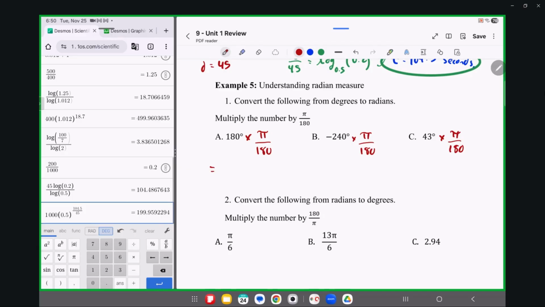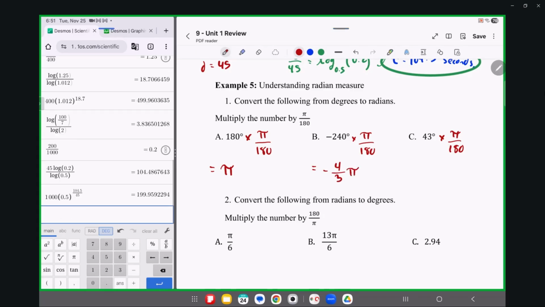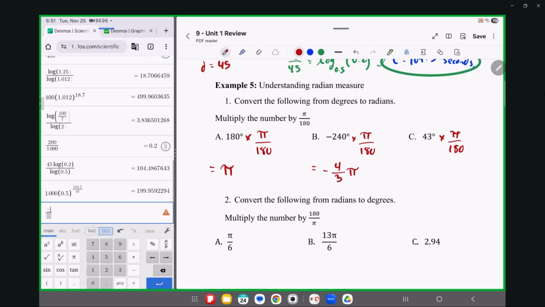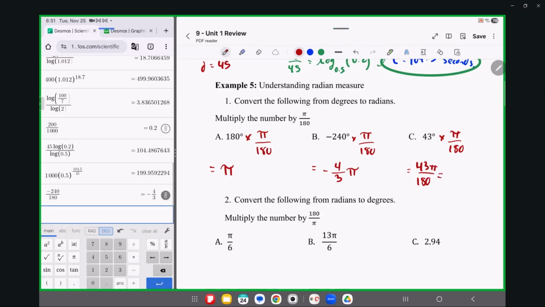So to multiply from degrees to radians, you just multiply by pi over 180. So A becomes just, so 180 times pi over 180 is just pi. Negative 240 times pi over 180 becomes negative 4/3 pi. And again, if you weren't sure about this, you can take your negative 240 divided by 180, see that you get your negative 4/3, and then just tack on a pi.